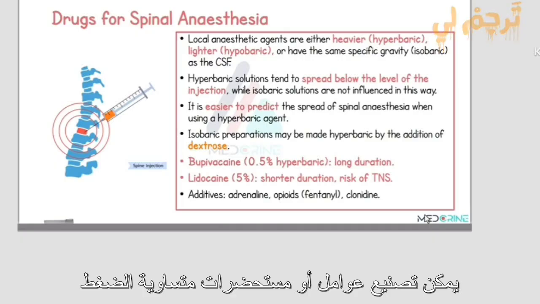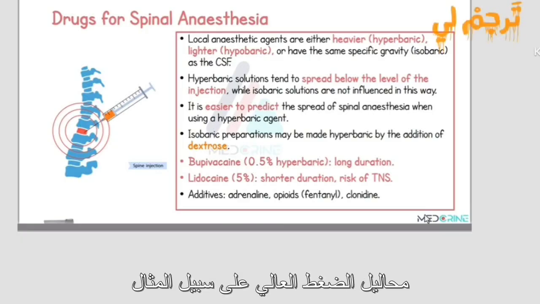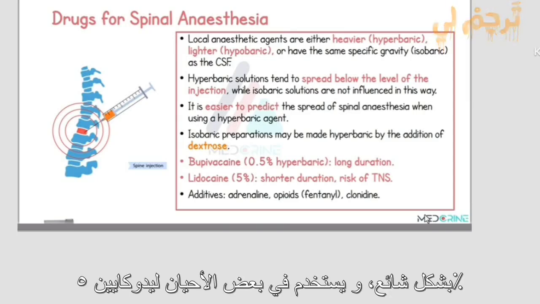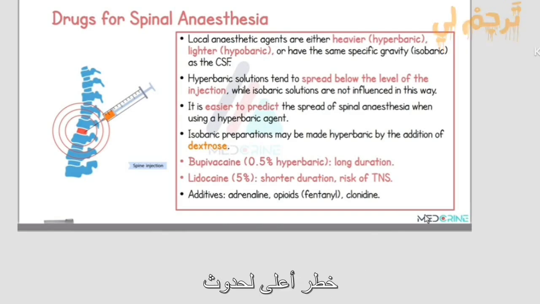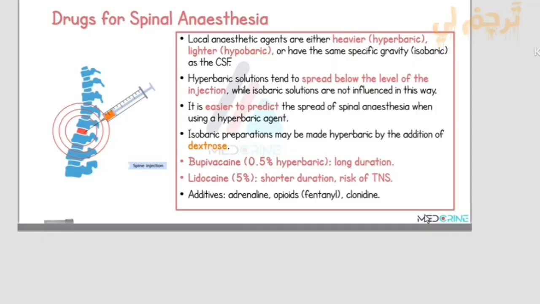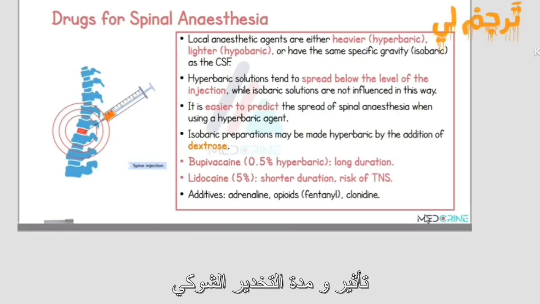Isobaric agents or preparations can be made from hyperbaric solutions through an addition of dextrose. Hyperbaric solutions, for example 0.5% bupivacaine, are more predictable and commonly used. Lidocaine 5% sometimes is used, however it has a shorter duration and has a higher risk of transient neurologic symptoms. And in some cases, adjuvants such as fentanyl, adrenaline, or clonidine may be added to enhance the effect and duration of the spinal anesthesia.